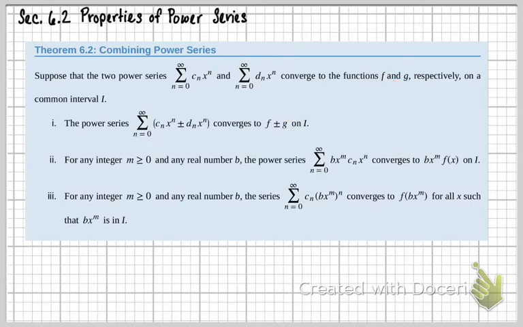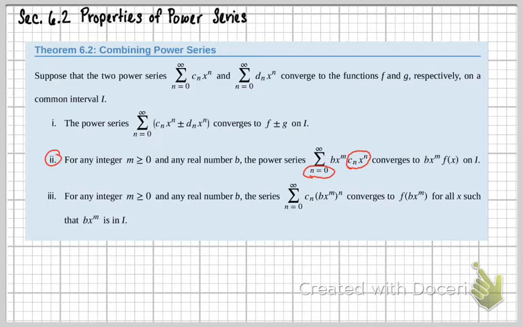So the next thing, the second property, says for any integer m greater than 0 and any real number b, the power series here, b x^m Cn(x^n), converges to b x^m f(x). Now, this took me a minute when I looked at this. I was like, whoa, hang on a minute. But if you notice down here, that's n equals 0. So this is really the series that I'm looking at here.